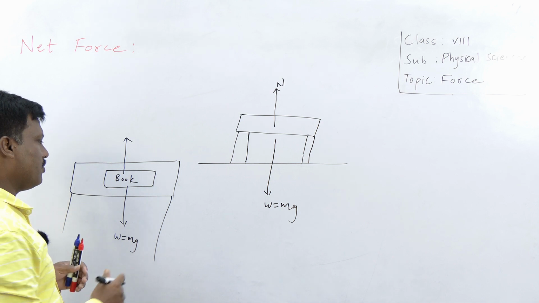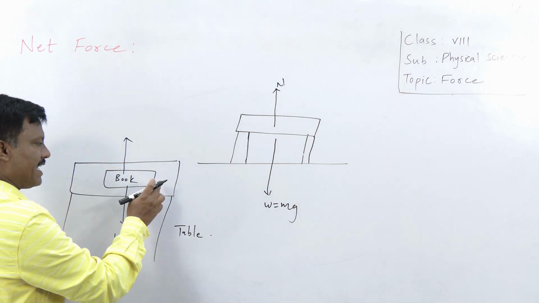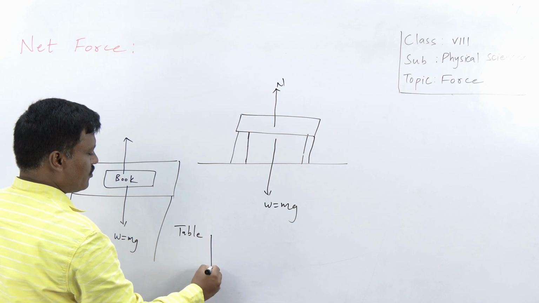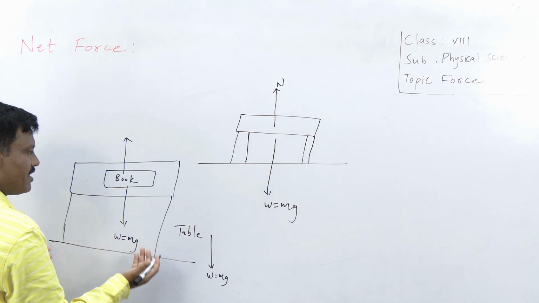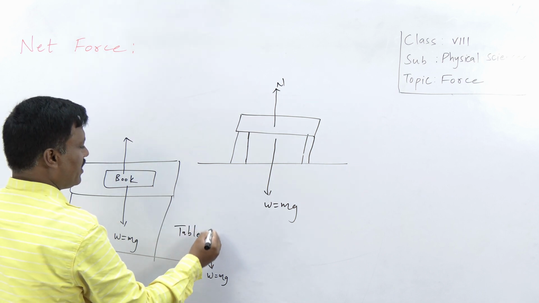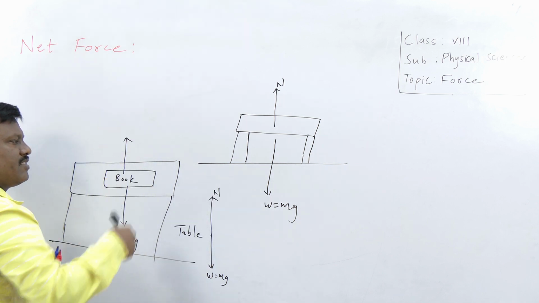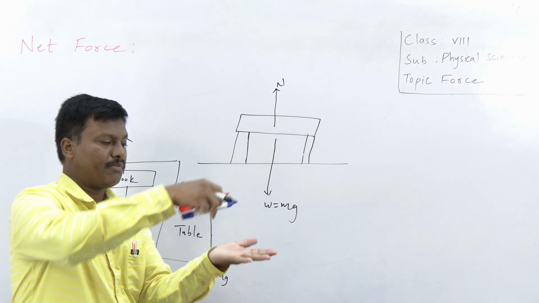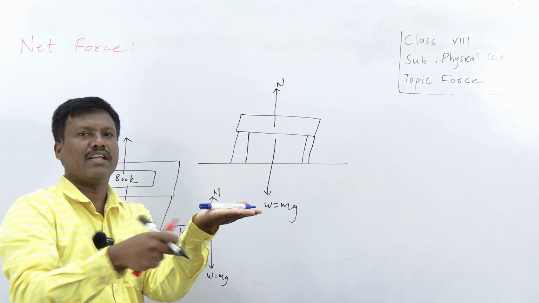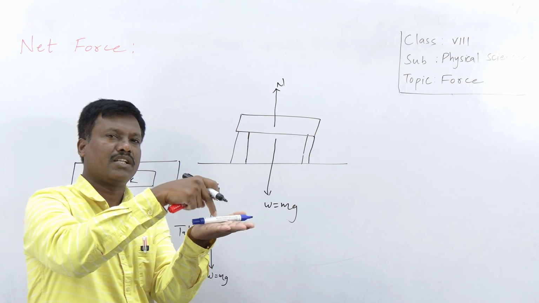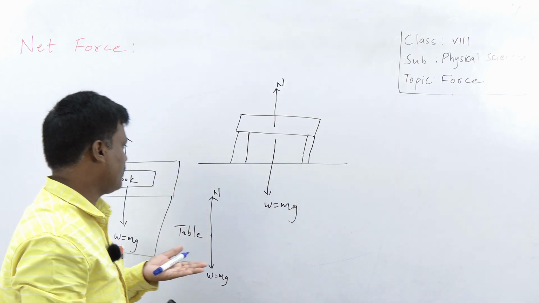But if you consider the table as a system, how many forces are acting on the table? Gravitational force in the downward direction, and since the table is on the floor, the floor exerts normal force on the table in the upward direction. And the book placed on the table also exerts some force on the table. When I keep the marker on my hand, the marker exerts some normal force on my hand in the downward direction, and my hand exerts normal force on the marker in the upward direction.